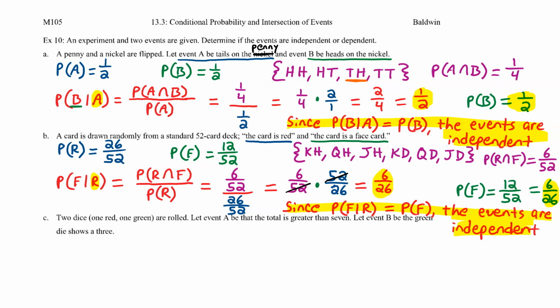So the last one we have of this type says we have 2 dice, one red and one green, rolled. We're told event A is that the total is greater than 7. Event B is that the green die shows a 3.